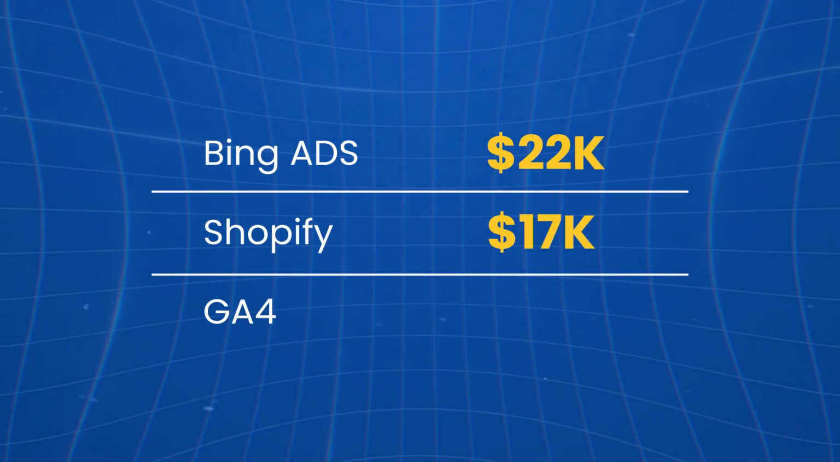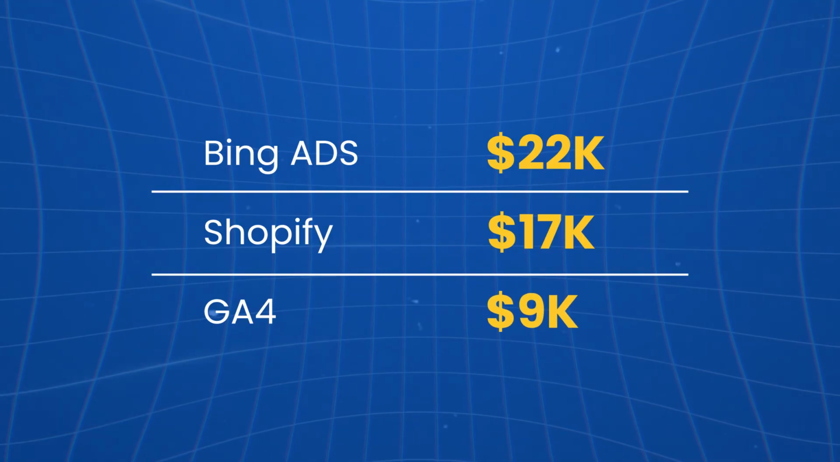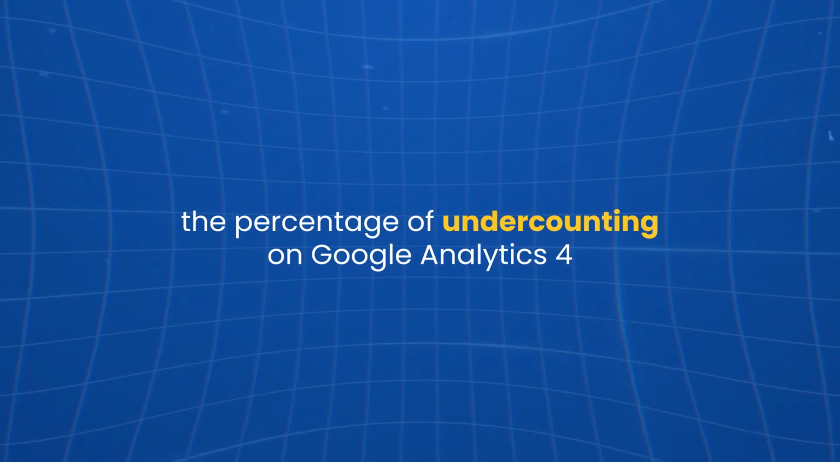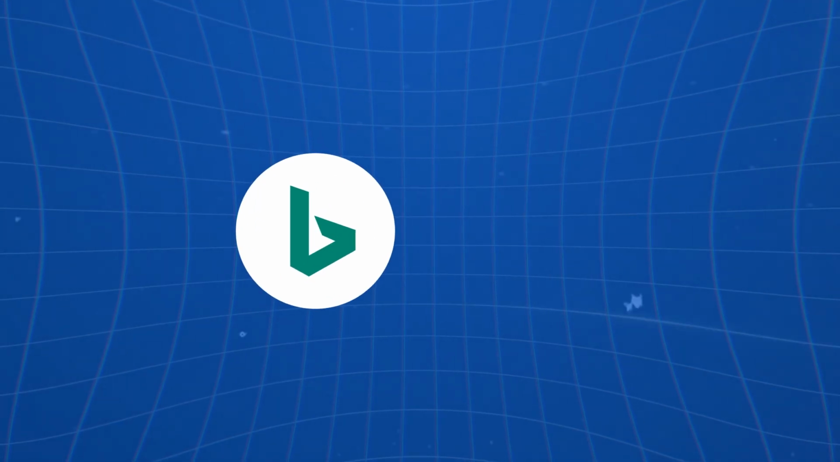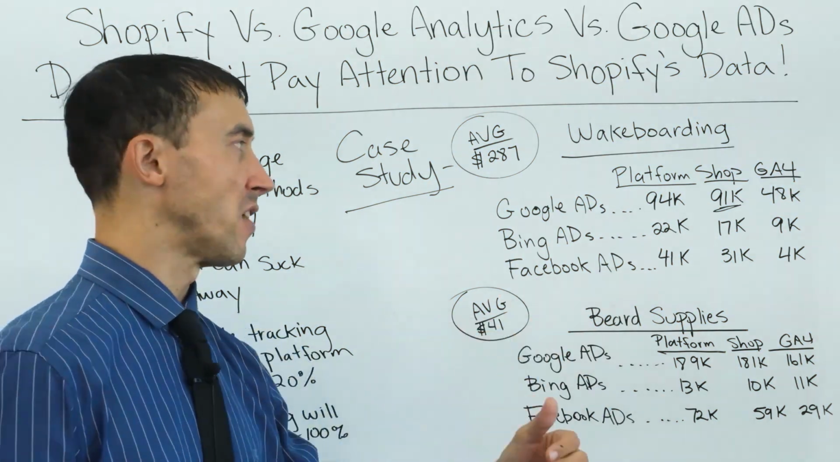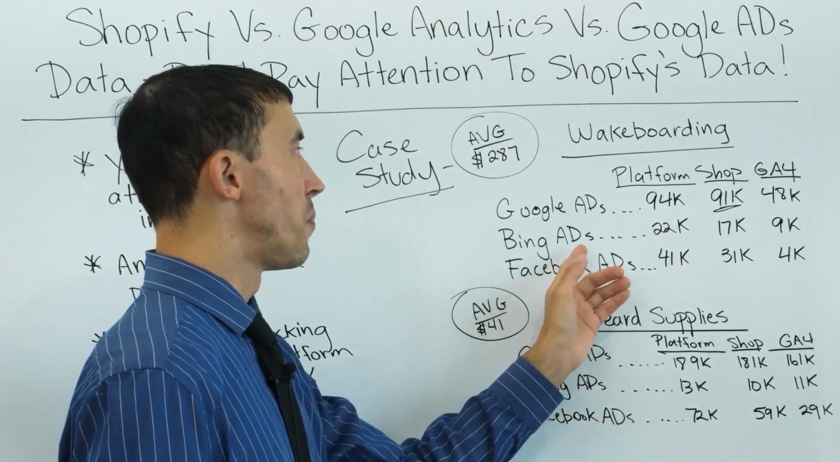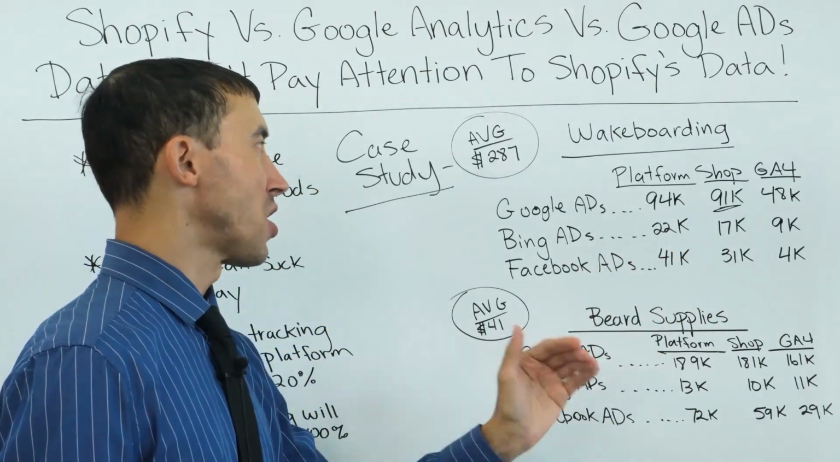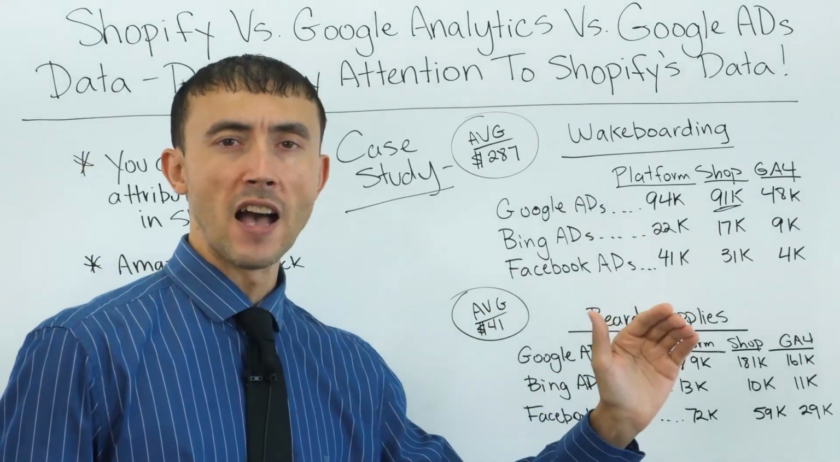And Google Analytics in that situation for Bing ads was saying 9K. So ultimately, the percentage of undercounting on Google Analytics 4 was about the same on Bing versus Google. The platform itself didn't change the percentage of undercounting. Bing ads, though, was undercounted at a higher percentage on Shopify than it was undercounting Google ads traffic, if that makes sense.